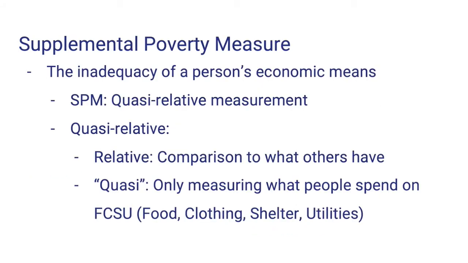The Supplemental Poverty Measure is the inadequacy of a person's economic means, and this is what we said in the beginning. But the Supplemental Poverty Measure, known as the SPM, is a quasi-relative measurement. So what does quasi-relative mean? To start with relative, that just means it's a comparison as to what others have, and quasi meaning it only measures what people spend on. In this case, it's spending on the FCSU, which is food, clothing, shelter, and utilities.